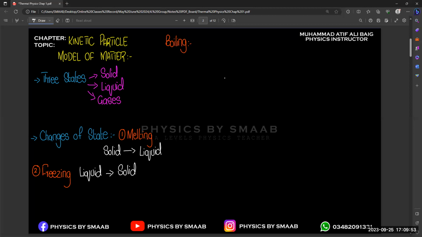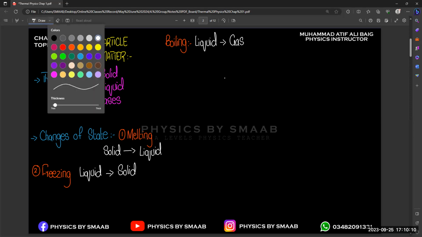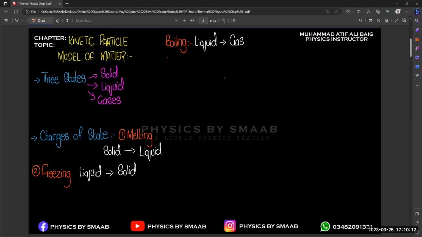So basically in boiling, we know that the state changes from liquid to gas. And if we talk about the condensation process, it is gas to liquid. So there are two more, right? Solid to gas and then gas to solid.